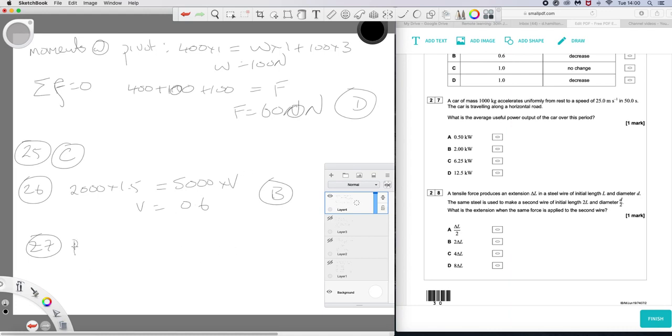Well, the power, of course, is the work done over the time, which is the change in the kinetic energy over the time. It didn't have any to begin with, so the KE change is how much it has at the end, which is half by 1,000 by 25 squared, divided by the time, which is 50. And if you do all that, you'll end up with the answer being C.